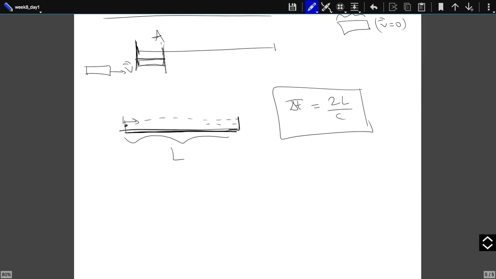Now let's go to the other reference frame. So we have our object, length L.